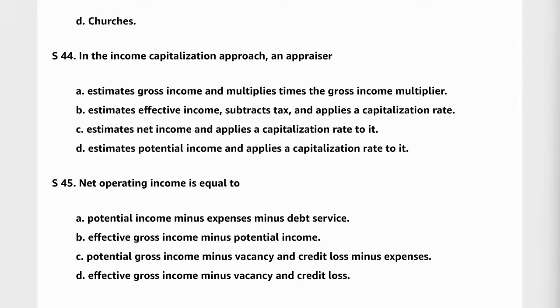Here it is, what is net income? That one was the income capitalization approach for an appraiser. Here you're trying to determine the current income of this property after all expenses. The potential income it could bring was 20,000. However, there are 10 vacant, so it comes down to 10,000, minus any credit losses, minus all the operating expenses. So the answer is C.